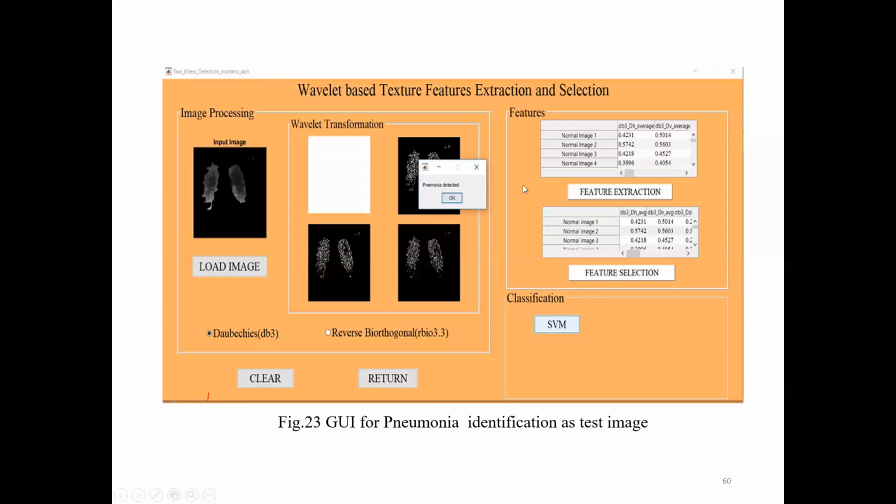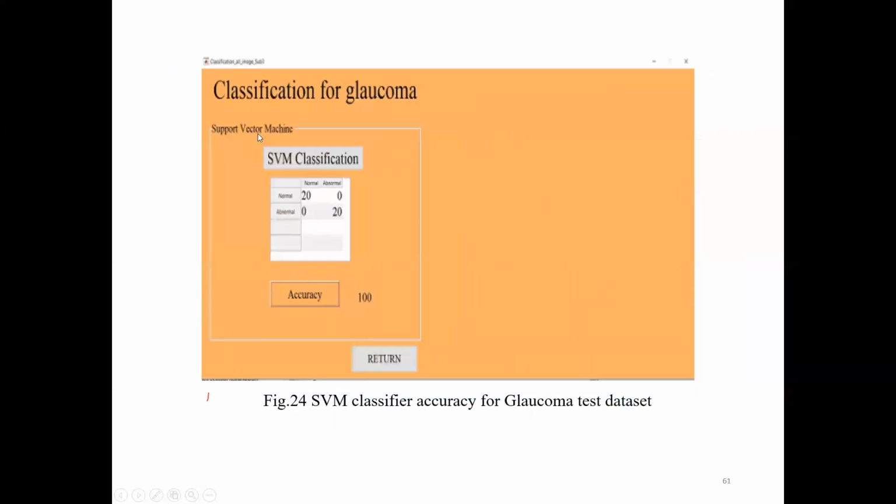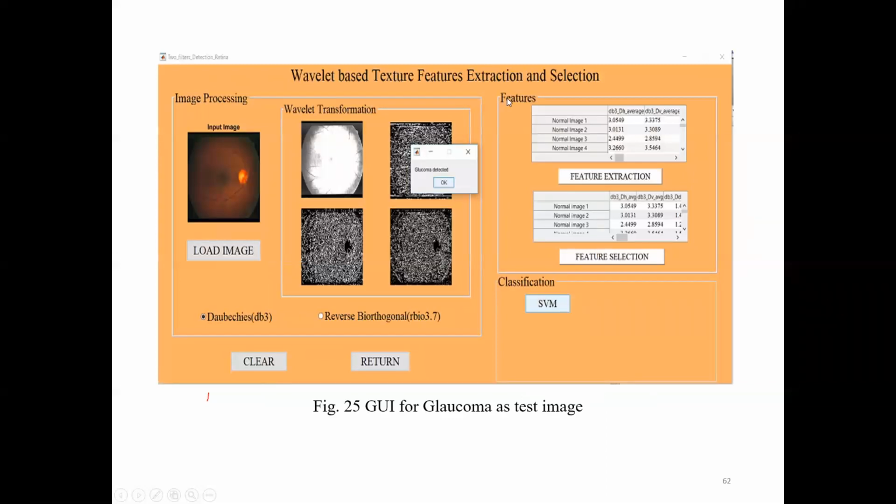Pneumonia got detected, and the classification is by support vector machine. Feature extraction and feature selection buttons are also there in the GUI. And this is the classification for glaucoma, wavelet based texture feature extraction. You observe here the fundus image, fundoscopy based image, and the DB3 wavelet is given, and the wavelet transformation. After that, you may observe that glaucoma got detected.